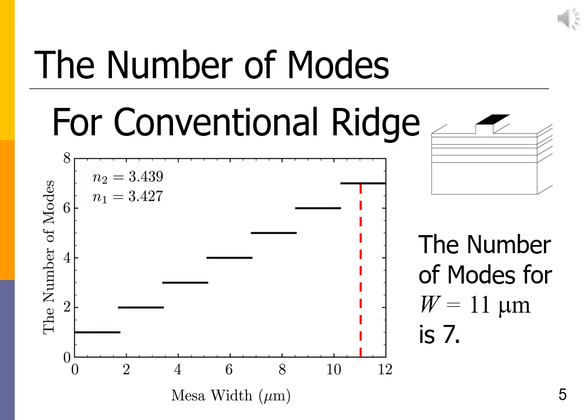This figure reveals the number of modes confined in the waveguide as a function of the mesa width for the conventional ridge structures. Here, the effective refractive index of the mesa N2 is 3.439. The effective refractive index of the side of the mesa N1 is 3.427. The number of modes is 7 when the mesa width is as wide as 11 microns. The transversal gratings make the higher-order transversal modes move to the optical loss region and accomplish single horizontal transverse mode operation even when 7 modes exist in the waveguide.